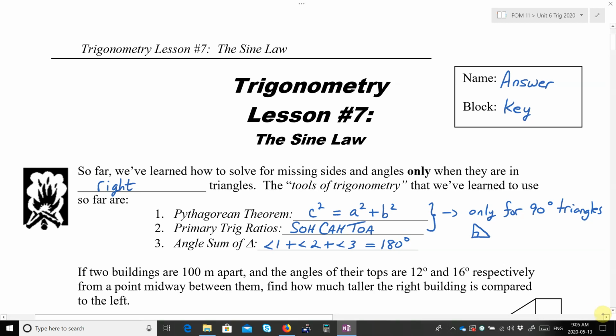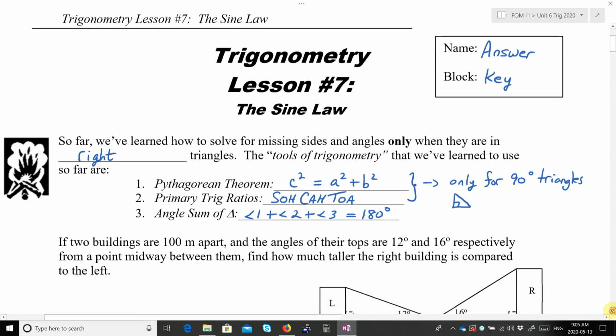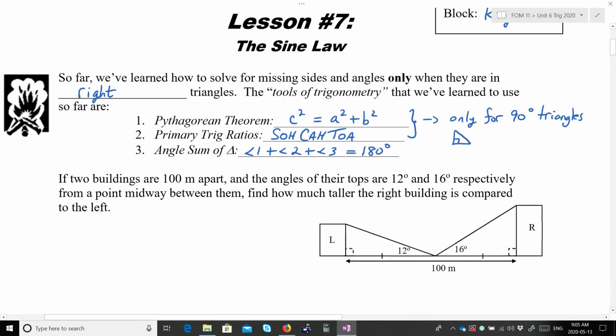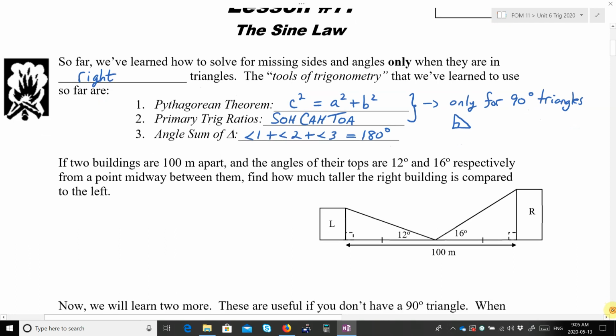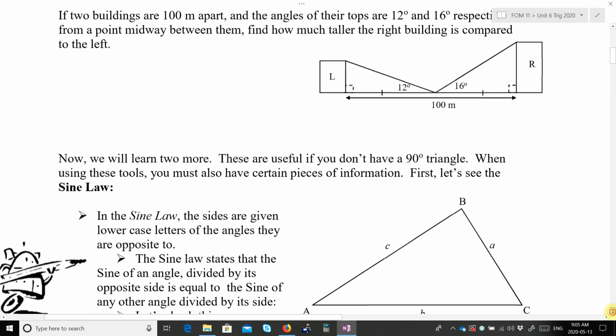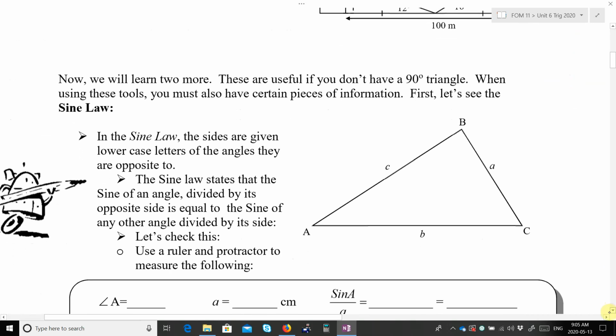Before we get into that, they show a review example of what we did in the lessons before this. I'm going to skip this because it's stuff from previous lessons. We will go down to learning about more tools of trigonometry. Now we will learn two more tools of trigonometry. They're called the sine law and the cosine law. Today we'll do the sine law, and in the next lesson we'll do the cosine law.